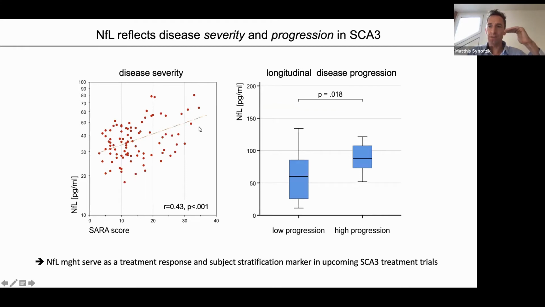We'll come back to this at the end. And it might serve as a subject stratification marker in upcoming SCA3 treatment trials. For example, if you want to filter out high progressors versus low progressors and stratify your clinical cohorts according to progression rate and want to have a molecular readout for this.